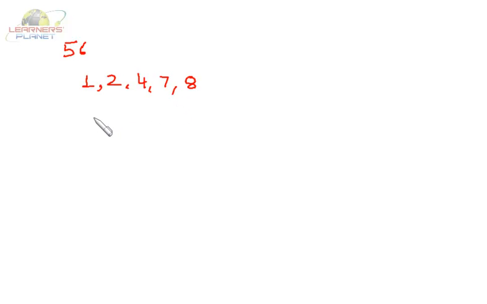So it's 14, then 28, then 56 itself. So in all there are 1, 2, 3, 4, 5, 6, 7, 8 factors of 56. Okay, and if we are asked the first 5 factors, then it will be 1, 2, 4, 7 and 8.